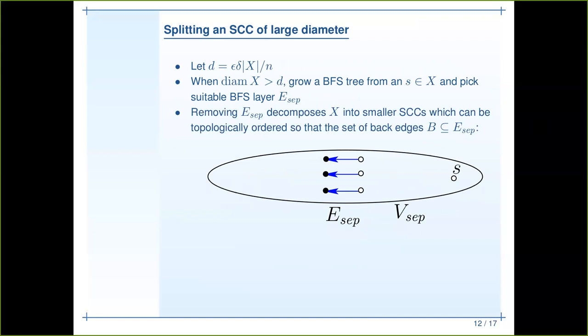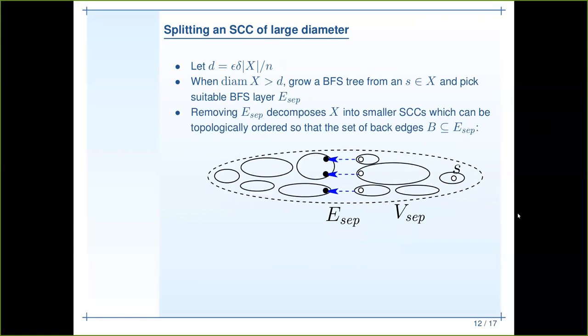Now, when you remove E_sep, this will make this SCC X fall apart into smaller SCCs. And I claim that there's a way to topologically order these SCCs so that the only back edges you can get must be among E_sep. Okay, so I will show you a way to order these SCCs so that all these blue edges are back edges, but no other edge can be a back edge. So if you find a topological order of these SCCs over here, and you put them before a topological ordering of these SCCs, then you get an ordering where the only back edges must be these blue edges here. Because this is a one-way separator, we could not have a red edge from V_sep to E_sep.